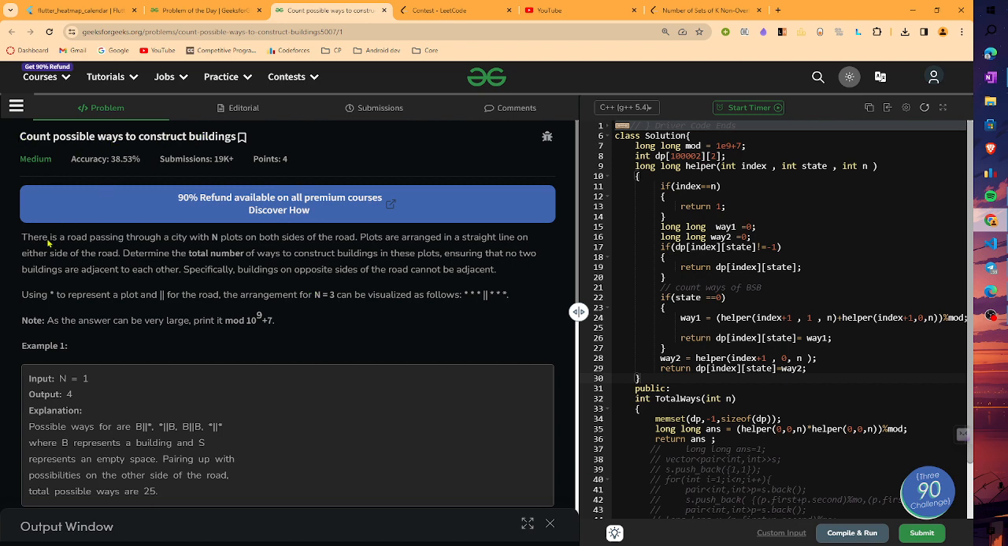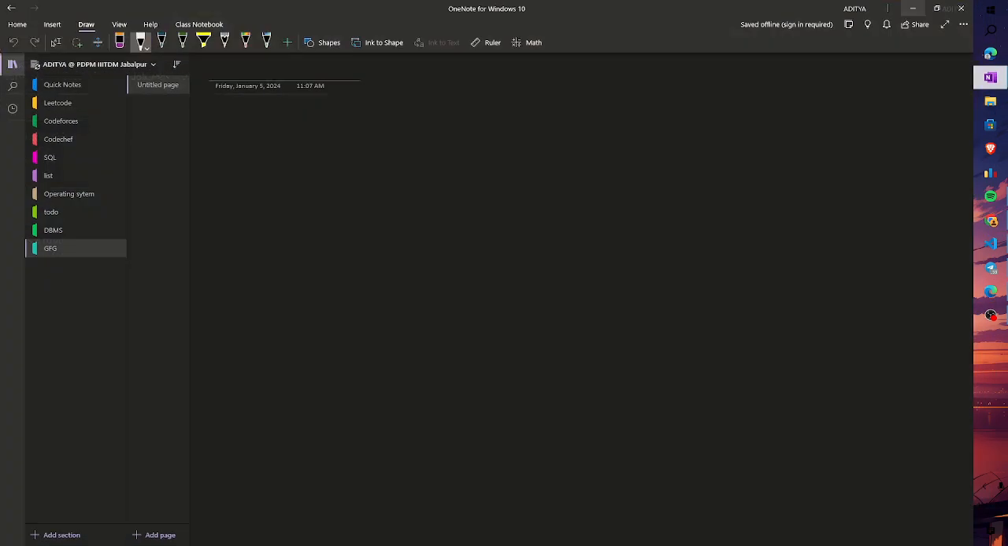In this question we are asked: there is a road passing through a city with n plots on both sides of the road. Plots are arranged in a straight line on either side of the road. Determine the total number of ways to construct buildings in these plots, ensuring that no two buildings are adjacent to each other. Specifically, buildings on opposite sides of the road cannot be adjacent. So first, try to understand what the question is asking.